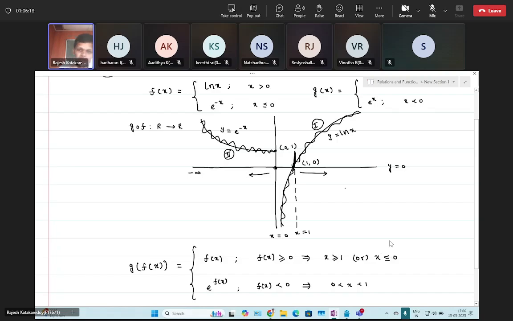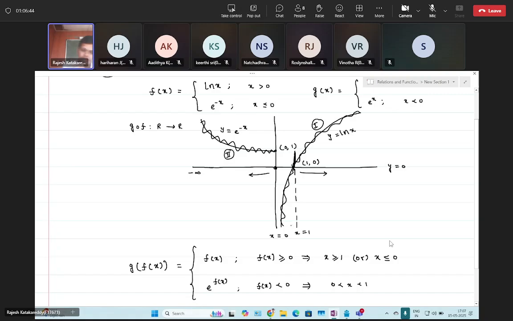Now, in the last case, when f of x is less than 0, I have identified the portion which lies below the axis. The below portion is where x is starting from 0, not included. The moment I reach 1, f of x is 0. That means I should not include 1 as well. All real numbers in between 0 and 1, excluding 0 and 1.